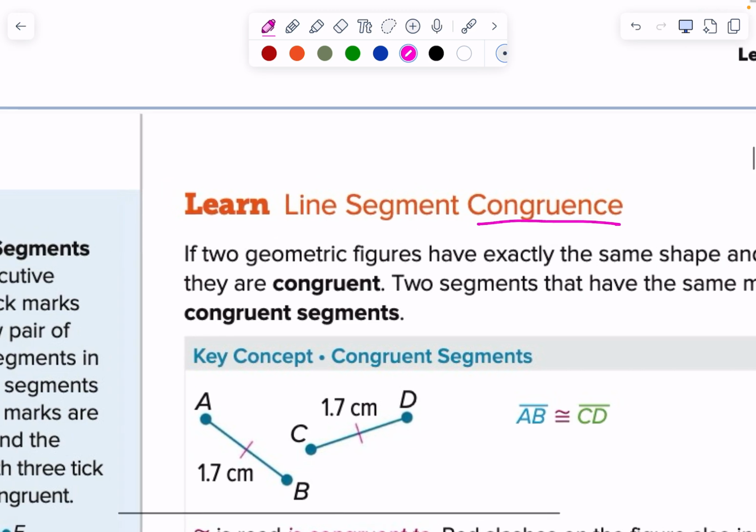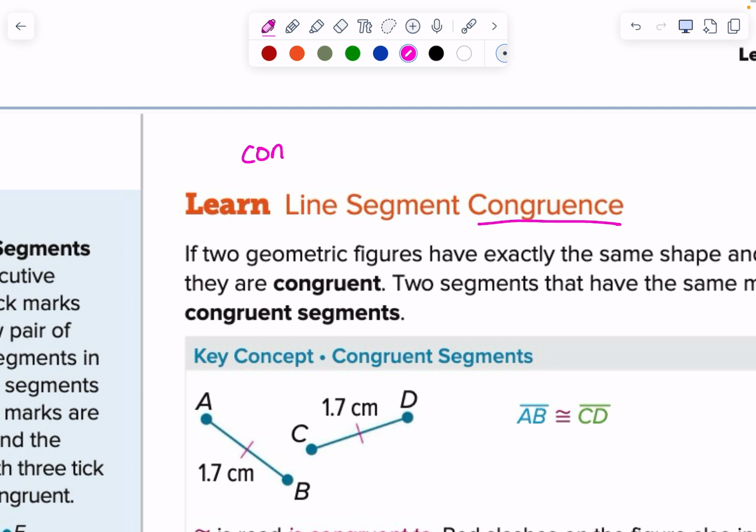Congruent means same shape, same size. I'm going to write that down. Congruent equals same shape and same size. Now, if we're talking about a line segment, really a line segment can't have a different shape. So really we're talking about line segments being the same size, or the same length, right?